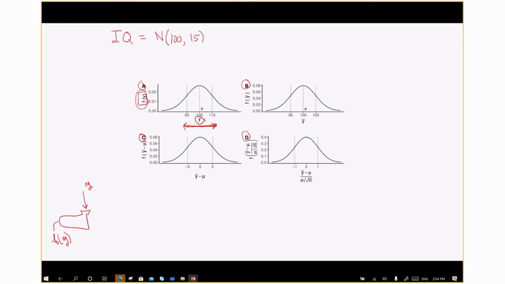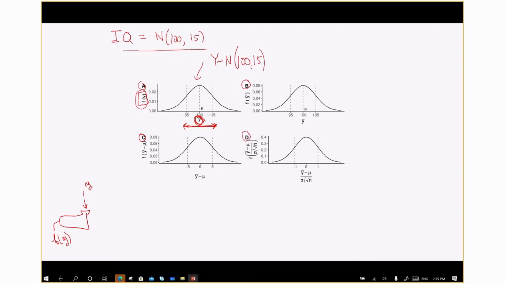We know that IQ is normally distributed with mean 100 and standard deviation 15. And so we can express this as: the random variable Y, the set of all possible values of lowercase y, is normally distributed with mean 100 and standard deviation 15.